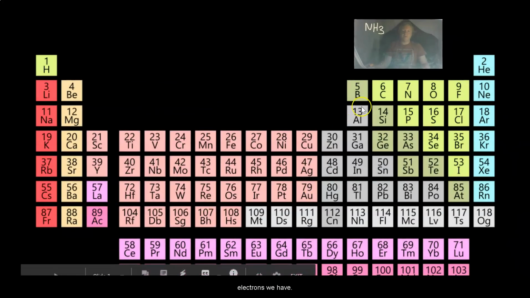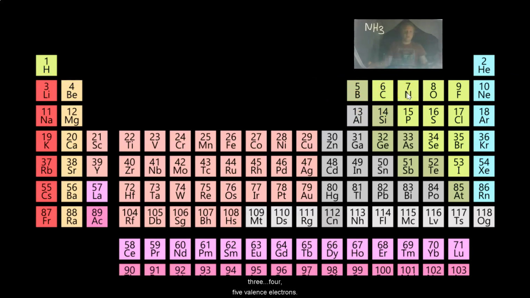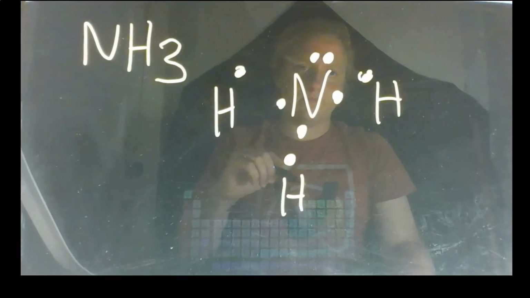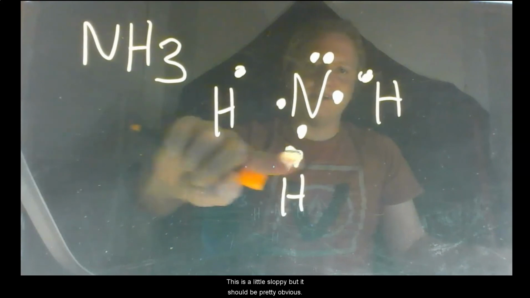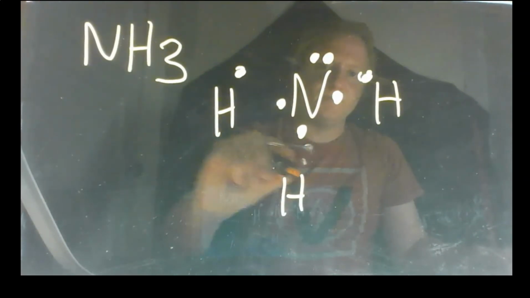Let's do ammonia, which is NH3. So let's look up nitrogen, see how many valence electrons we have. Nitrogen's over here, so we've got 1, 2, 3, 4, 5 valence electrons. Just go ahead and draw those. Nitrogen's got 1, 2, 3, 4, 5 valence electrons, and hydrogen has got 1, 2, 3. Okay, cool.